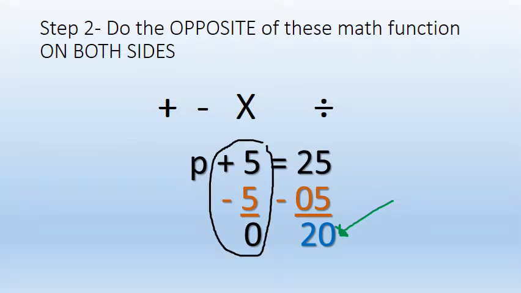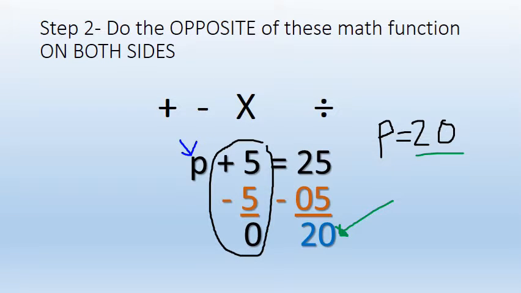What we need to do is go back and double check our answer. The way you write your answer is you write the letter, then the answer, then double check by putting the answer you got, which is 20, in for our letter. Since P equals 20, we can go ahead and put 20 in where the P is.